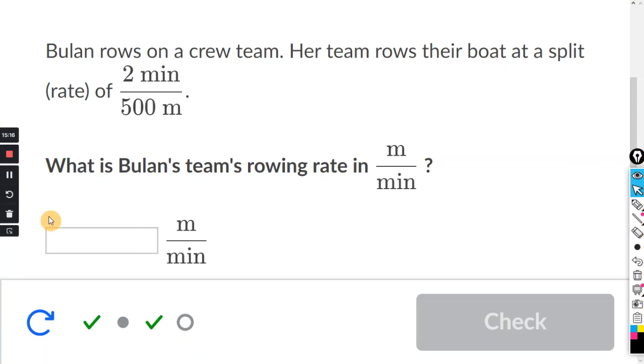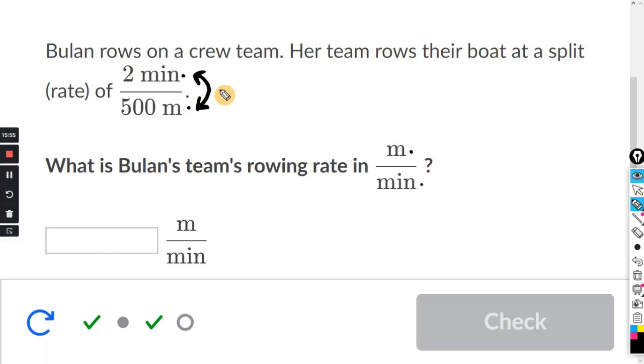All right, one more since I found an interesting one. Bullen rows on a crew team. Her team rows their boat at a split rate of 2 minutes per 500 meters. What is Bullen's team rowing rate in meters per minute? Okay, interesting, because the meters match and the minutes match. Okay, there's nothing really to convert. But if you see, this is in minutes per meter and this is in meters per minute, so I think if we just take the reciprocal, it would work.